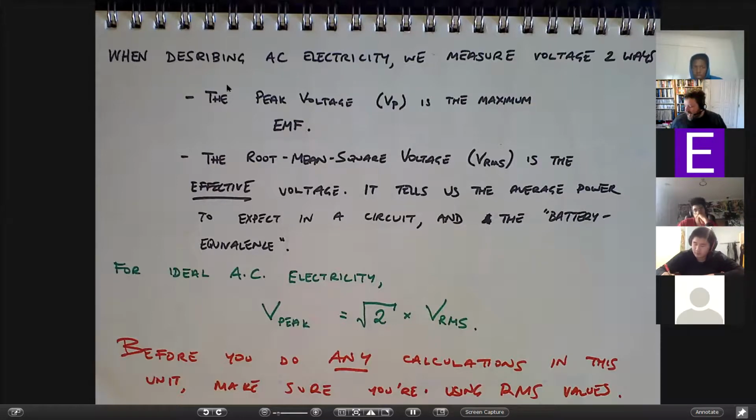All right. And then before you do any calculations, you always need to make sure you're using the RMS value. The RMS value is the one that, sorry, someone's just come to my door with a package. That's right, I think my partner's got it. The RMS value is the one that you can use Ohm's law with, and you can do all your normal calculations. You can do all your year 11 stuff as long as you're using your RMS value.